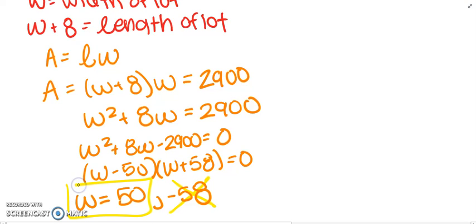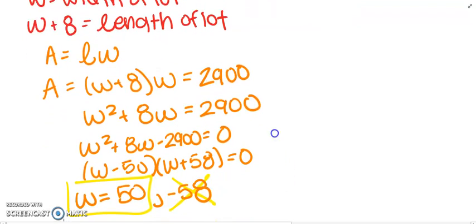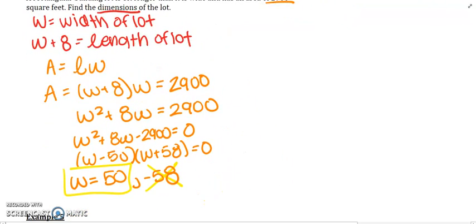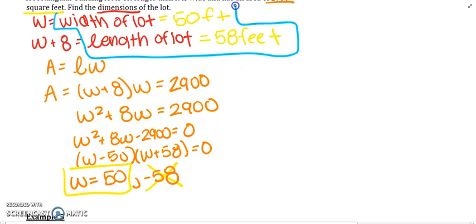And so this is what we want, but remember the original problem asked for dimensions. So we'll answer in two ways. We'll say the width of the lot is 50, but I have to include units. Remember the area was in square feet, so 50 feet. And then the length of the lot is 50 plus 8, 58 feet. And that will answer that question.